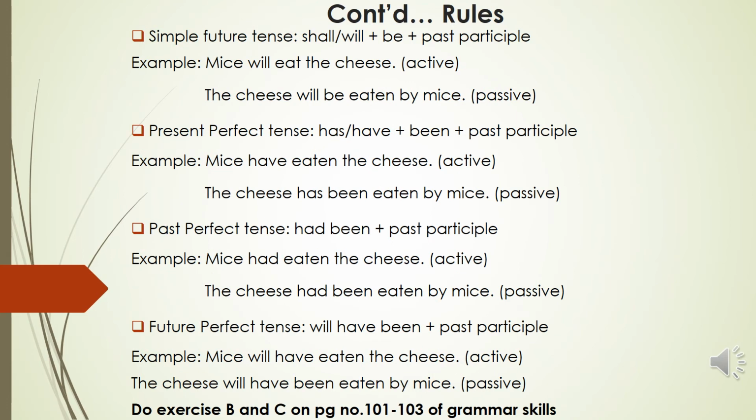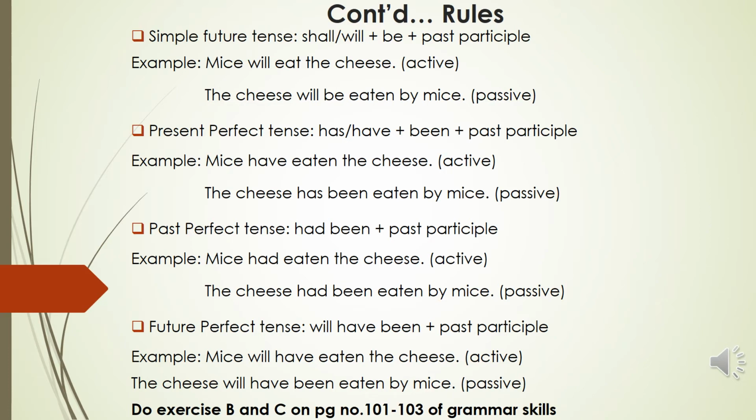Here come more rules. If your active sentence is in simple future tense, means there will be a will in the sentence which is showing future tense, then you have to use shall or will plus be plus past participle. For example, mice will eat the cheese. This is a sentence in active form, and we can make it into passive form like this: the cheese will be eaten by mice.